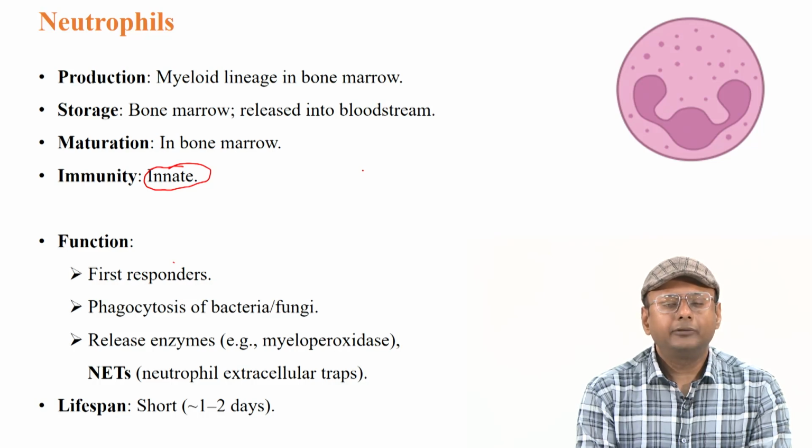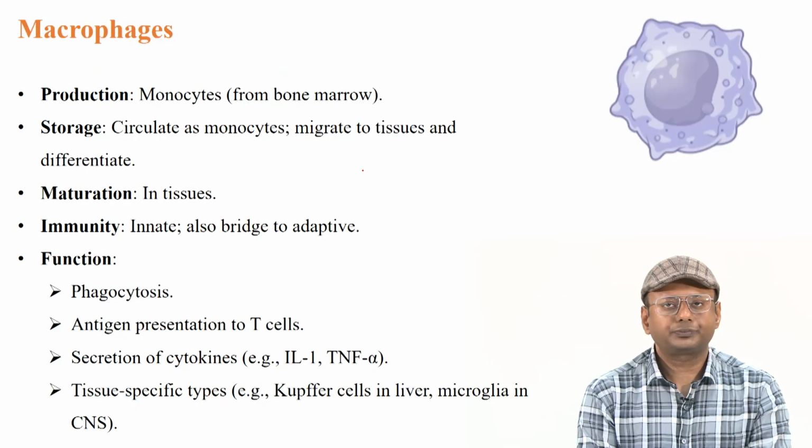They basically phagocytose bacteria, fungi or any microbes. They also release different types of enzymes, for example neutrophil extracellular traps. These enzymes can also destroy the antigen. Their lifespan is generally very short, around 1 to 2 days.